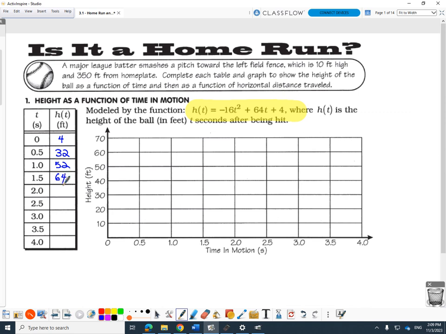If you're having trouble, just call me over. I'm not trying to rush it. But if you get used to how to type this in, it doesn't take all that long to put them in. What's the next one?